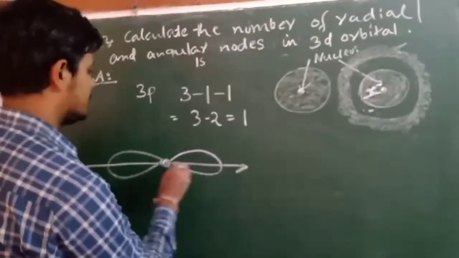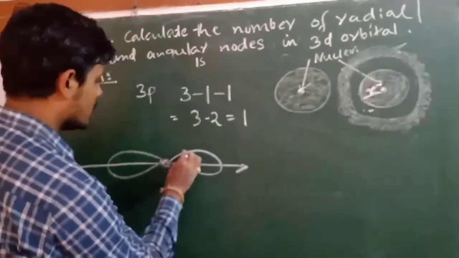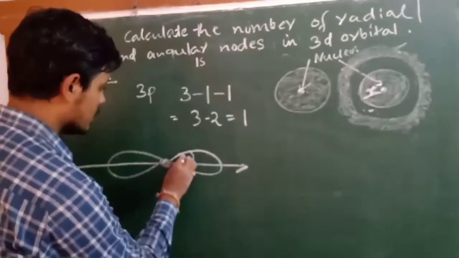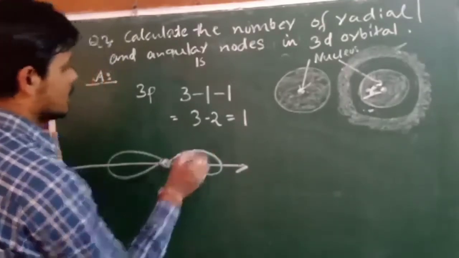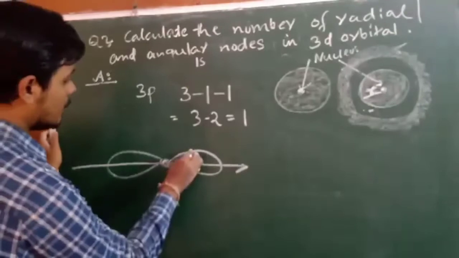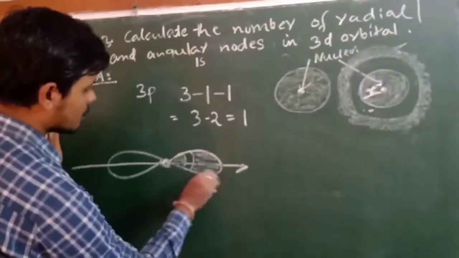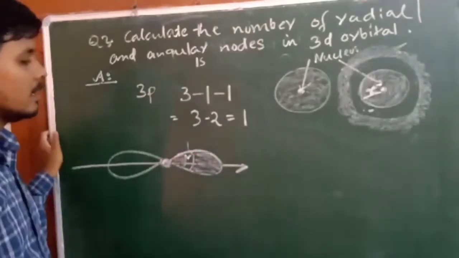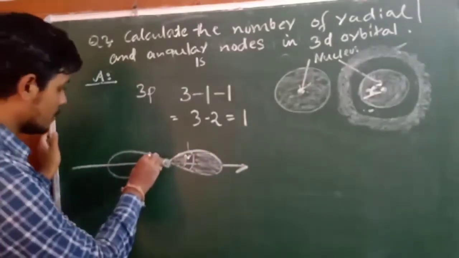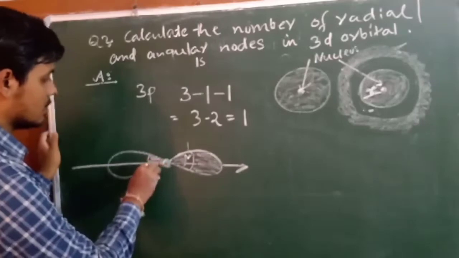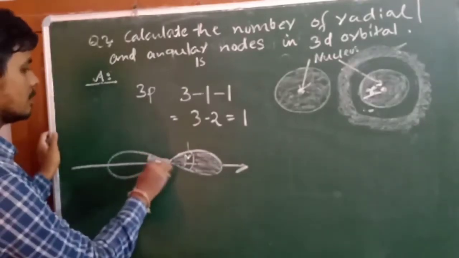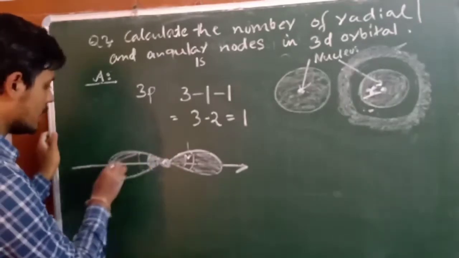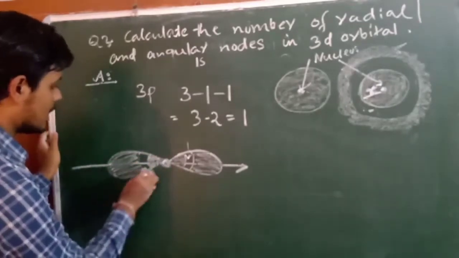So initially the electron density will be high near the nucleus. After that I will have a region, so till this point electron density will be maximum. After this region I will have an empty space where the electron density will be 0. Similarly on this side. So the electron density is maximum here. After that I am getting an empty space. After that I am again getting electron density.